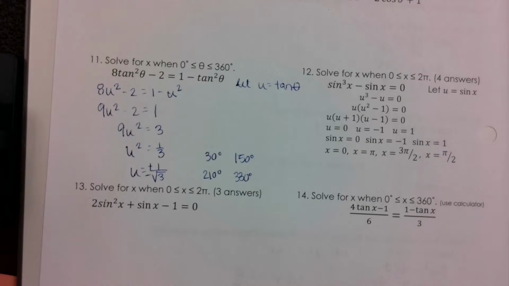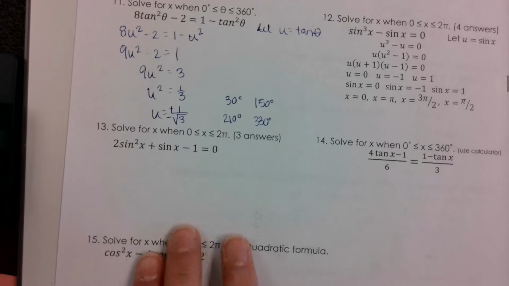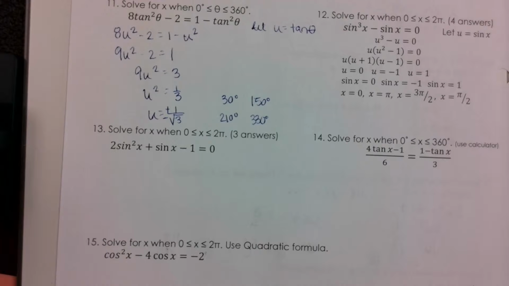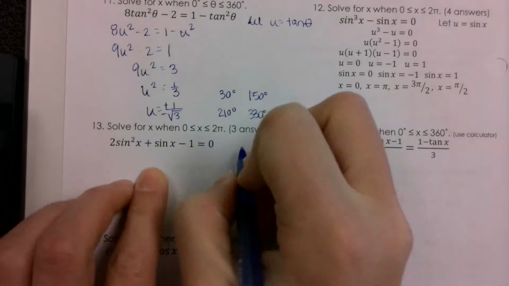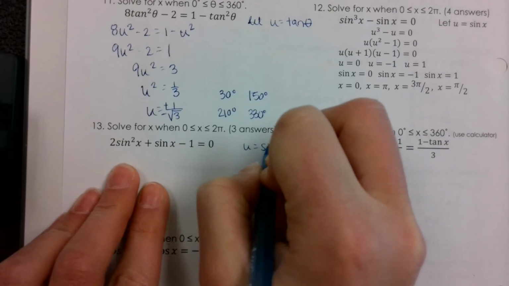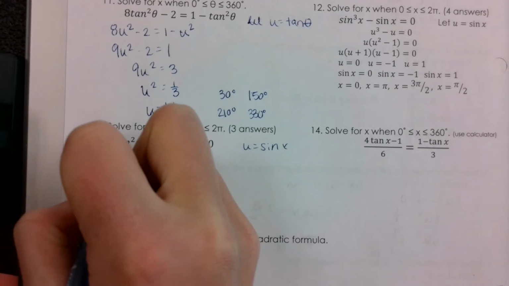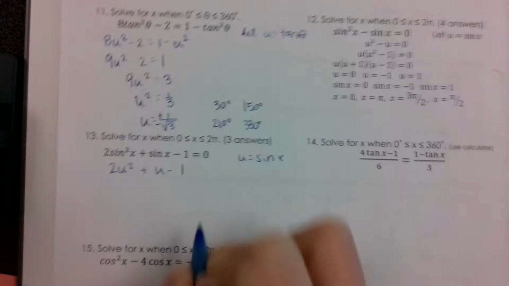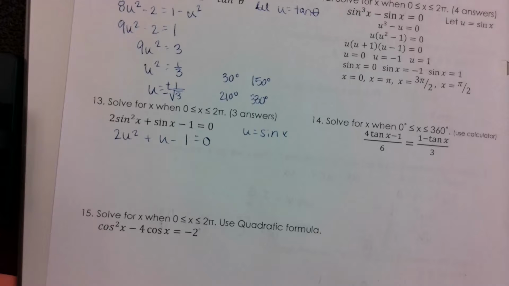Let's do number 13 because it's very similar. Is that okay? All right. So do y'all want to use substitution or not? I'm going to, just because I like it and you have to write less. But if you don't want to, you don't have to. So I'm going to say u equals sine of x. So this is just 2u squared plus u minus 1 equals 0. And how are we going to go about solving that?